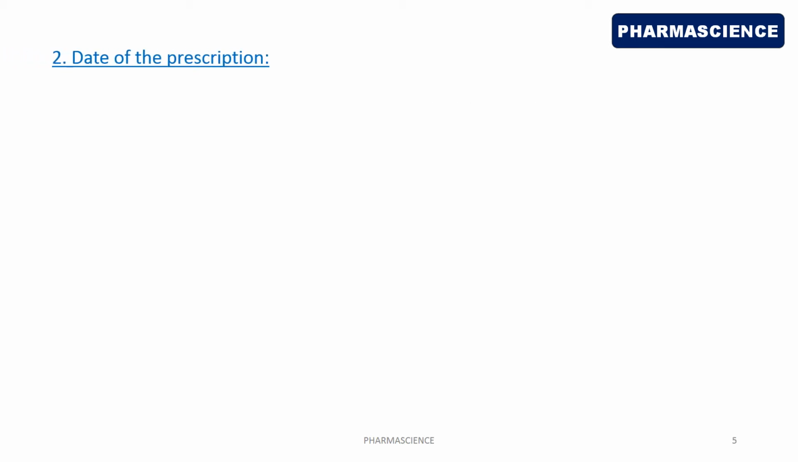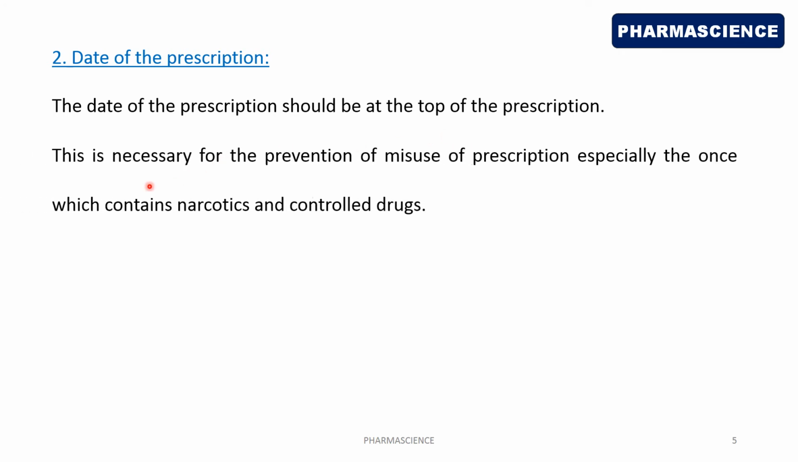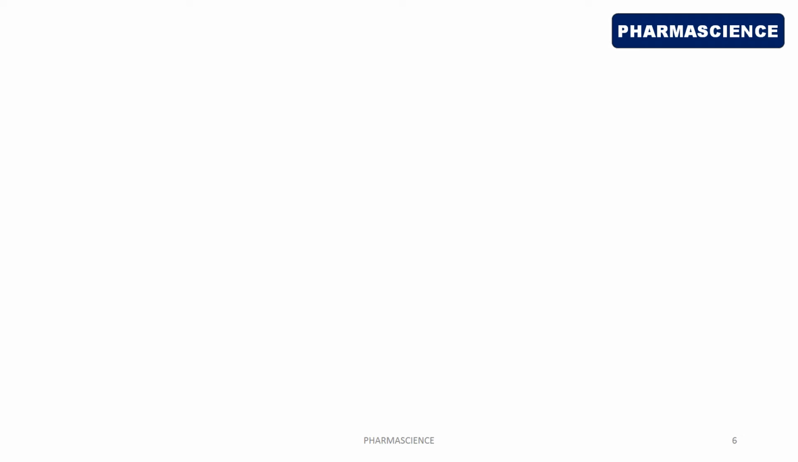Next is the date of the prescription. The date of the prescription should be at the top of the prescription. This is necessary for the prevention of misuse of the prescription, especially the ones which contain narcotic and controlled drugs. Third is the name, age, sex and weight of the patient.